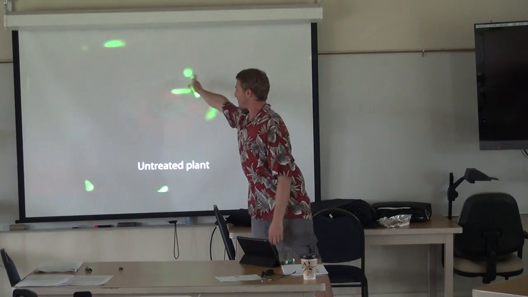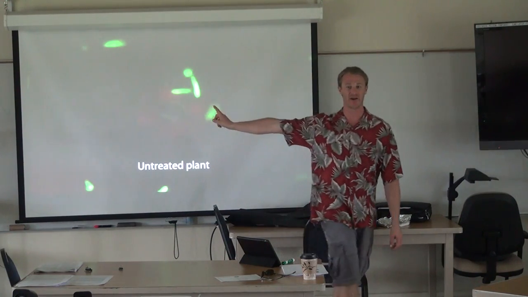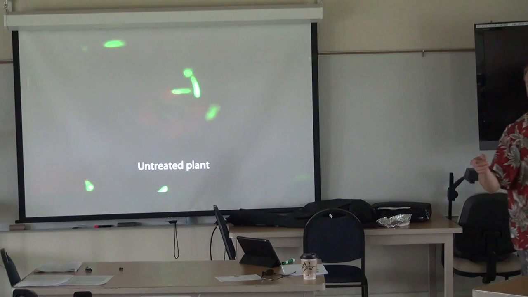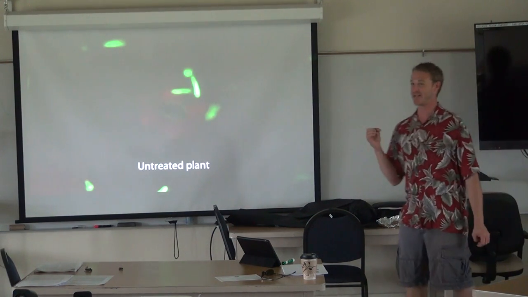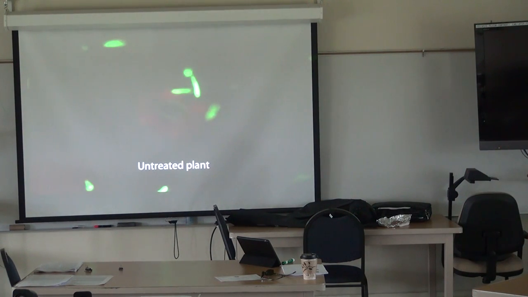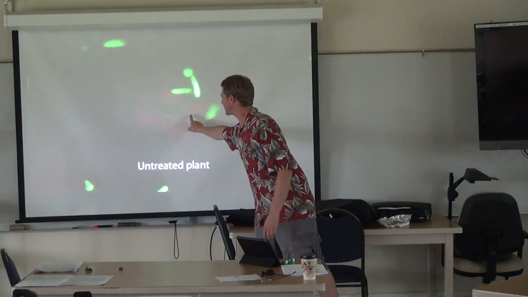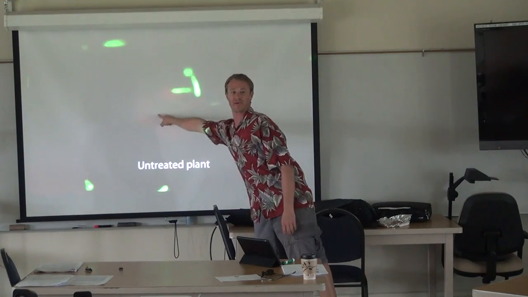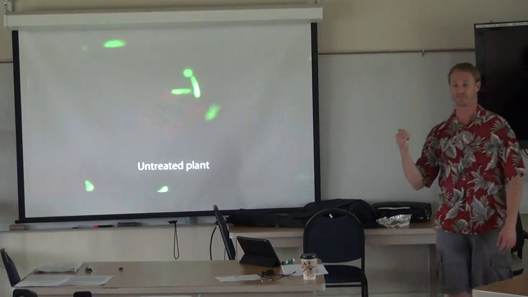It's going to show them squiggling all around and going in and out of the stomata. And then on the next slide, what you're going to see is a plant that has been inoculated with beneficial bacteria, which is colored red. And you'll see that the beneficial bacteria will actually sit right inside the stomata and prevent any of these pathogenic ones from coming in.